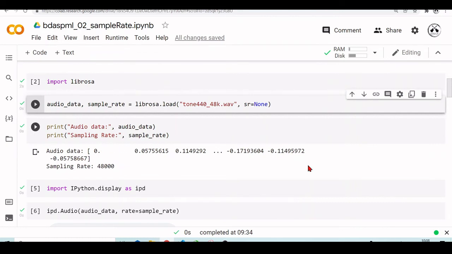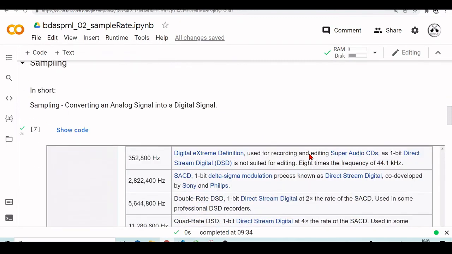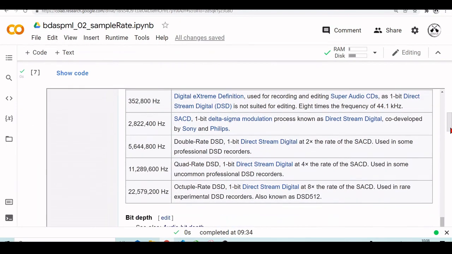In the next tutorial, we are going to go a bit deeper and try different bit depths and see, not using Librosa, but something else, and then we are going to see different values here, and also we will learn a bit more to make these concepts of sampling more familiar to you.